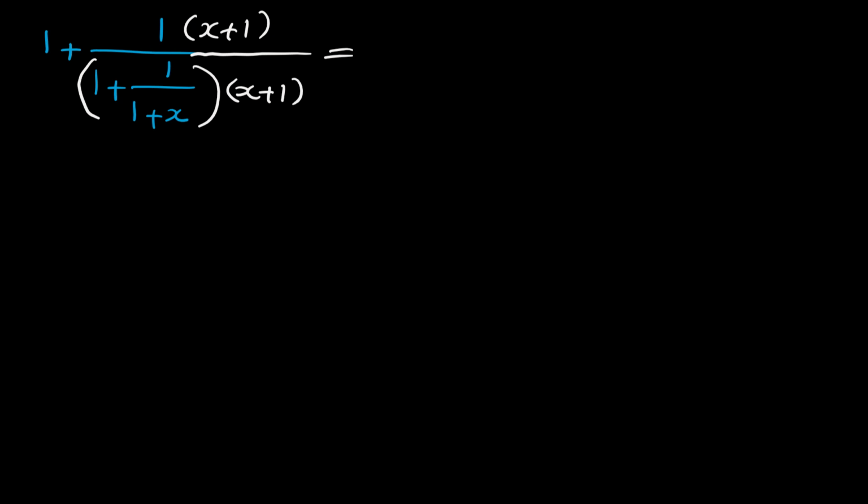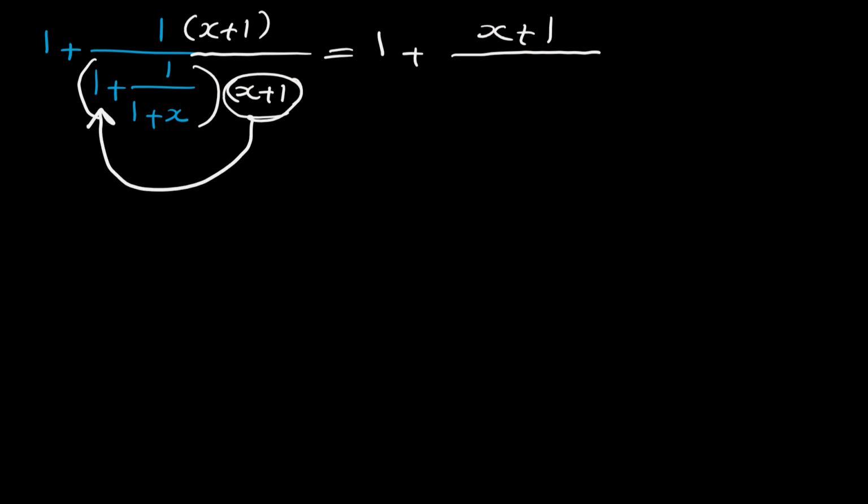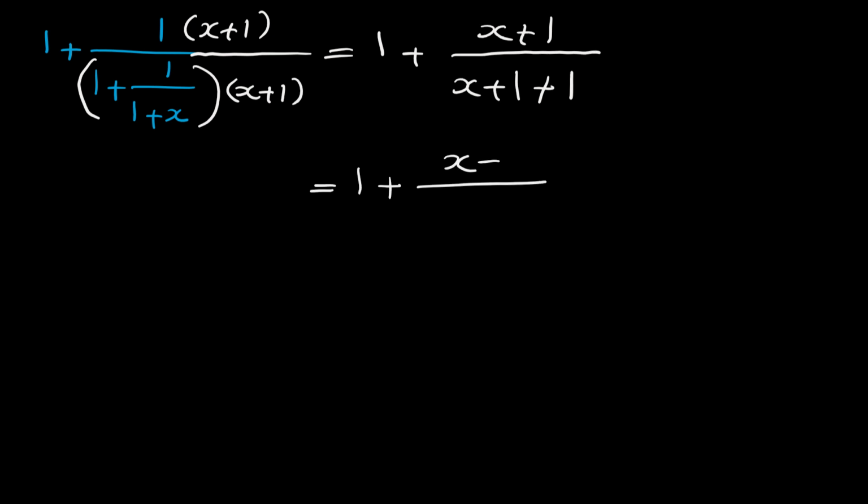So don't forget we have that 1. So we have 1 plus. In the numerator, we have x plus 1 because 1 times x plus 1 is x plus 1. Now multiply this. X plus 1 times 1 is x plus 1. X plus 1 times this is 1, because denominator x plus 1 with 1 plus x cancel each other, 1 remains. So we have 1 plus x plus 1 over x plus 2.